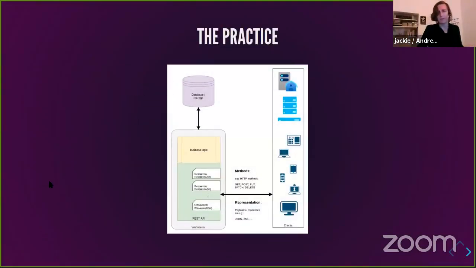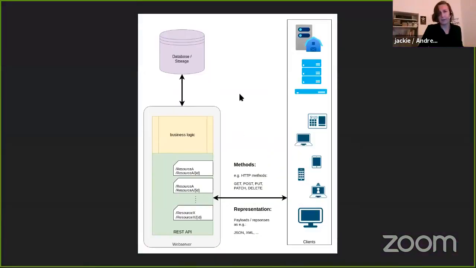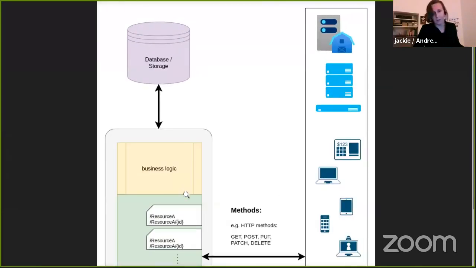In practice, this looks something like that. We have a database storage somewhere where the actual data is stored, and a web server with some business logic as usual. And the REST API is in front of the business logic and provides those endpoints. So these are just the URIs. Maybe I can increase the size here a bit.